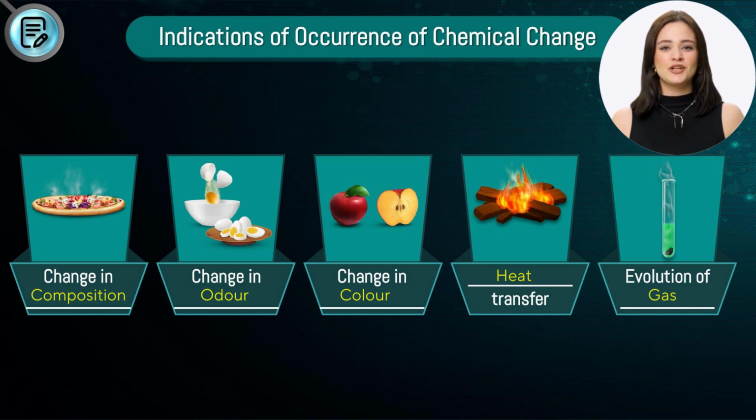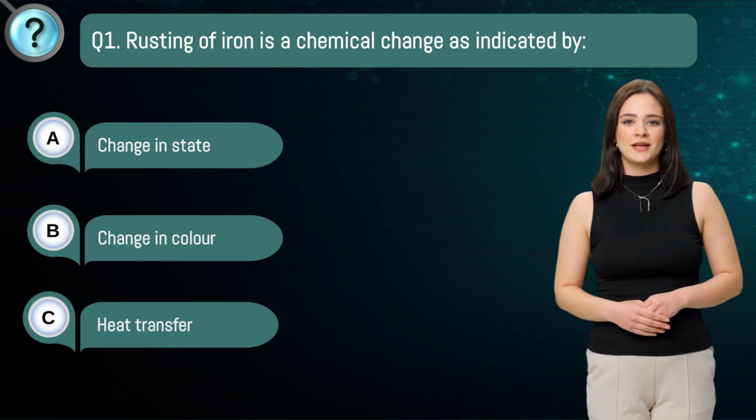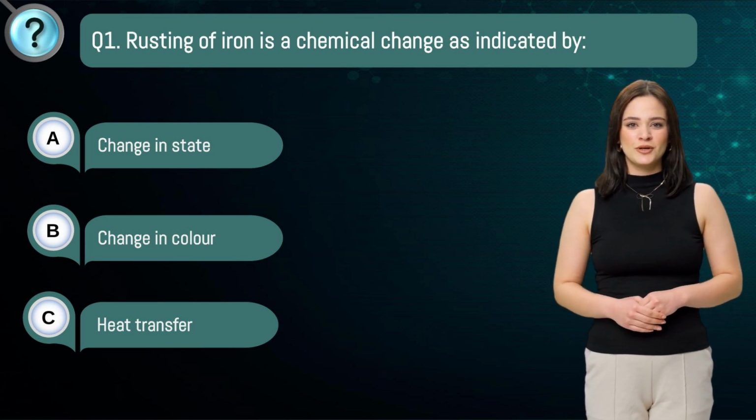Finally, chemical changes can be identified by the evolution of gases, often seen as bubbles or fumes in test tubes during reactions. These signs help us recognize when a chemical change has taken place. So, these are the indications of occurrence of chemical change. A question is coming up next slide. Rusting of iron is a chemical change as indicated by. You can pause and answer this question.